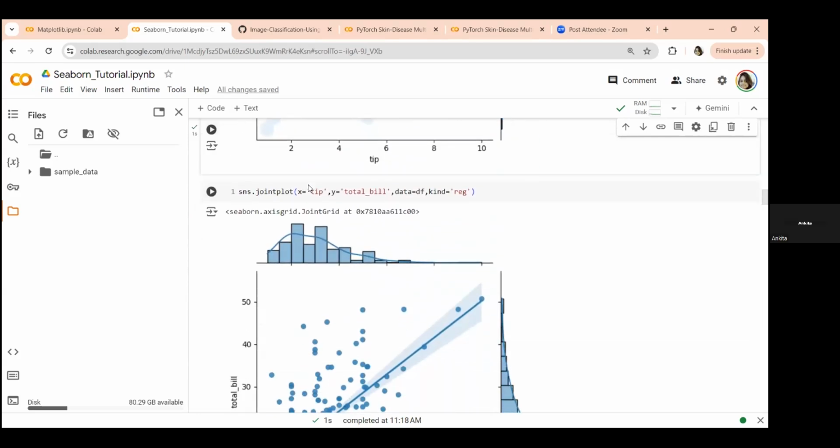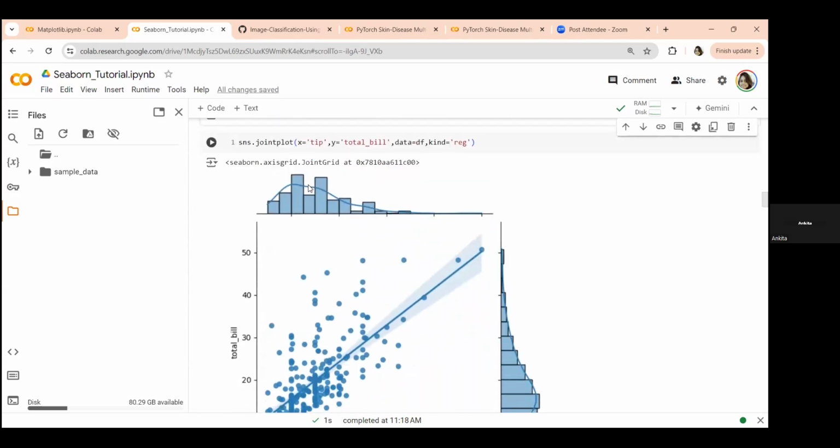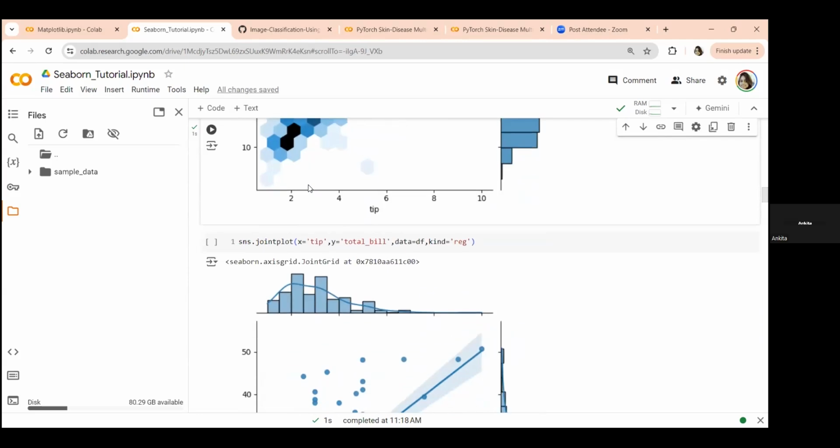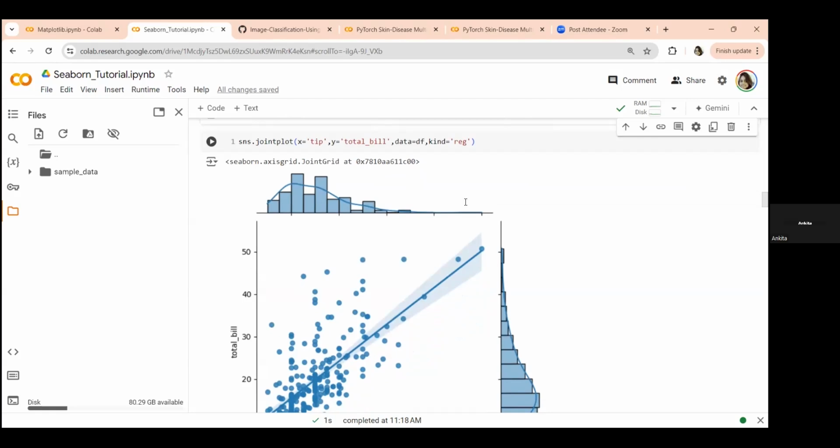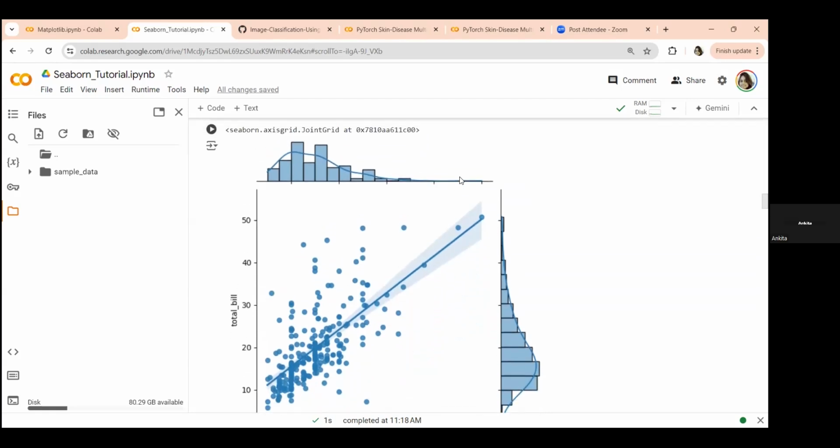Okay, another one here. This one is the hexagonal structure. In this command we are also using the joint plot, because we are comparing these two features, tip and total bill. So here kind equals reg basically means the regression function. Reg basically represents the regression function.